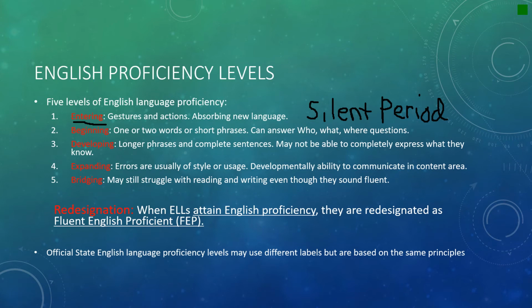Redesignation is when the student, the ESL teacher, feels like they have moved through all 5 of these stages successfully and they're ready to be redesignated out of the ESL program. And so then they would be designated as Fluent English Proficient, FEP.